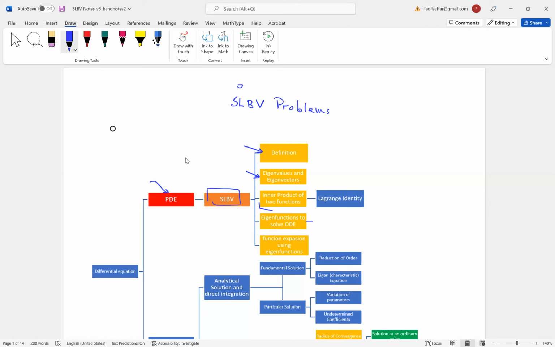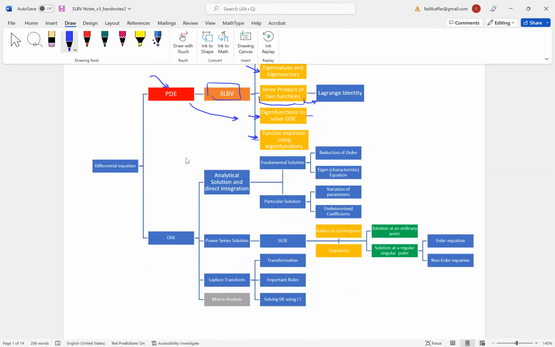We'll speak about the inner product, or dot product, of vectors and then functions. So we'll speak about vectors, vector space, function, and function space. From the inner product, we'll move to the Lagrange identity. We'll speak about a very important topic, which is how to use eigenfunctions and eigenfunction expansions to solve ODEs, which is basically a result of the separation of variables that comes out of that PDE. We'll speak again about function expansion using eigenfunctions. So let's begin.